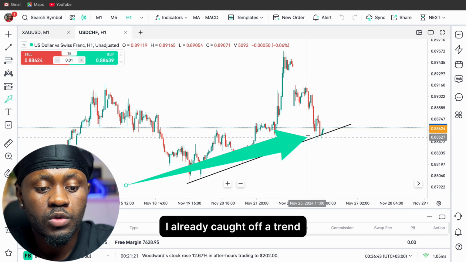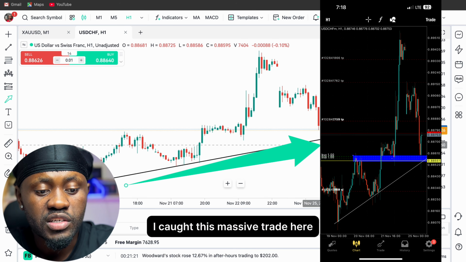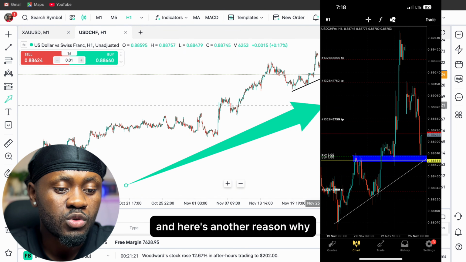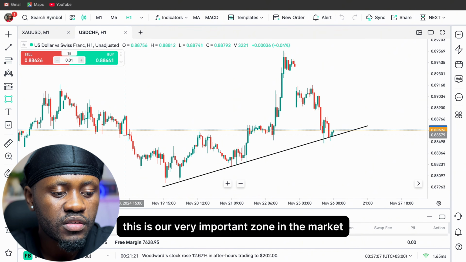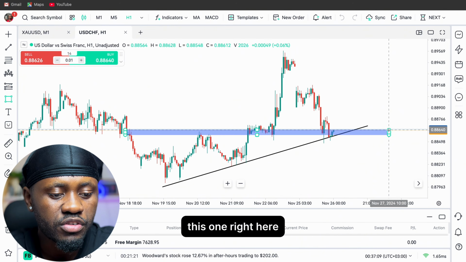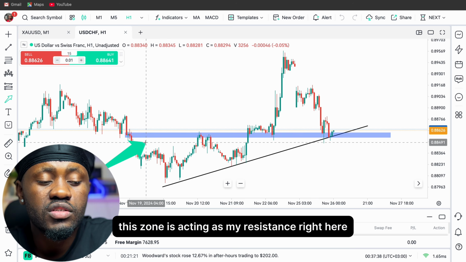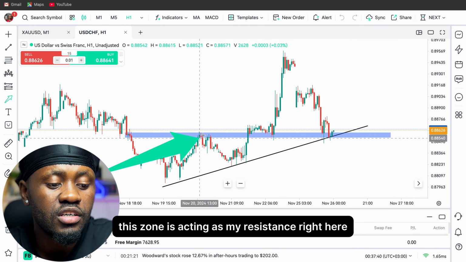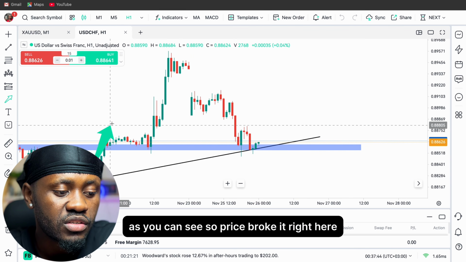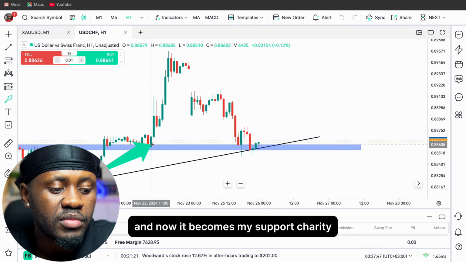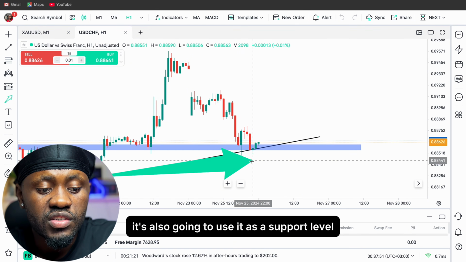So I already caught a trade when price came here at first and bounced off here. So I caught this massive trade here, and here is another reason why I took this trade. We had this zone right here. This is a very important zone in the market. This zone was acting as my resistance, and then when price broke it at this zone right here, it acted as my support, as you can see. So price broke it right here, and now it becomes my support. Meaning when price comes back here, it's also going to use this as a support level.